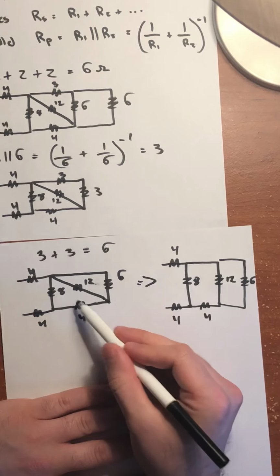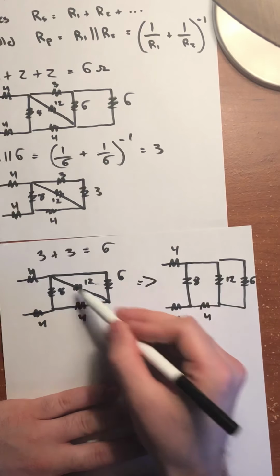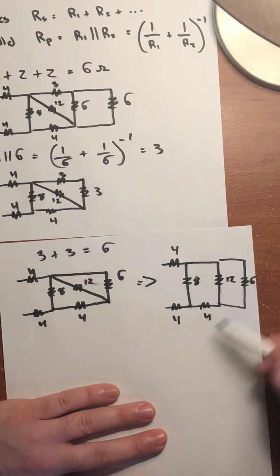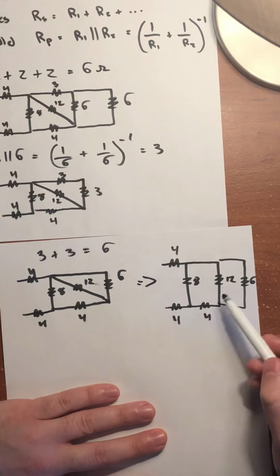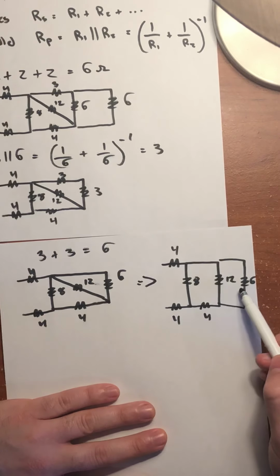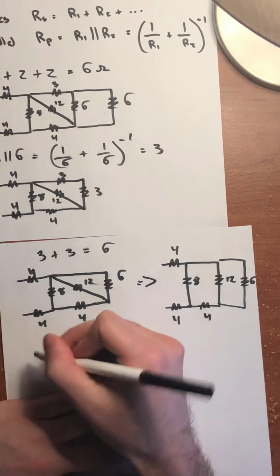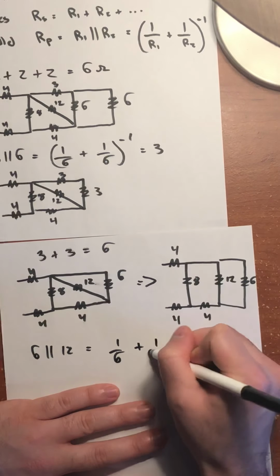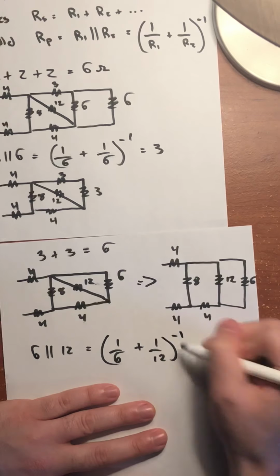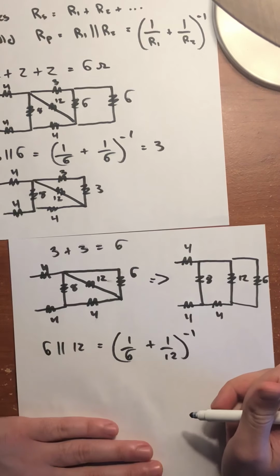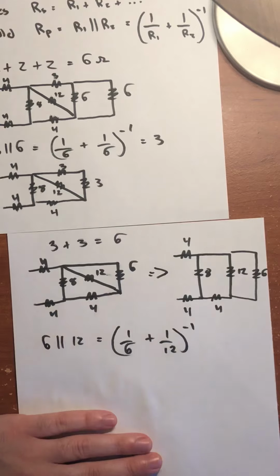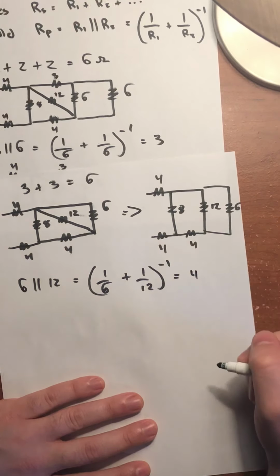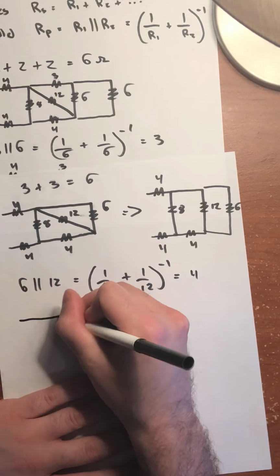The diagonal branch going across here you could just rewrite like this. It's the same thing. So as we can see, 12 ohms is in parallel with 6 ohms. So we say 6 in parallel with 12 is 1 over 6 plus 1 over 12. You take the inverse of that, and this comes out to 4 ohms. So again, we can redraw the circuit.